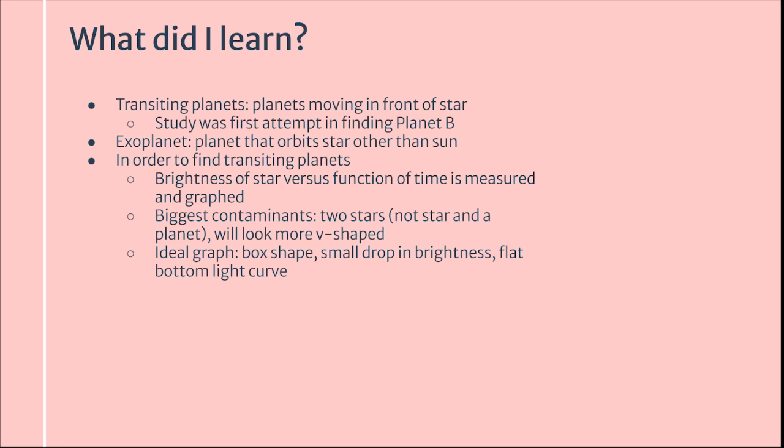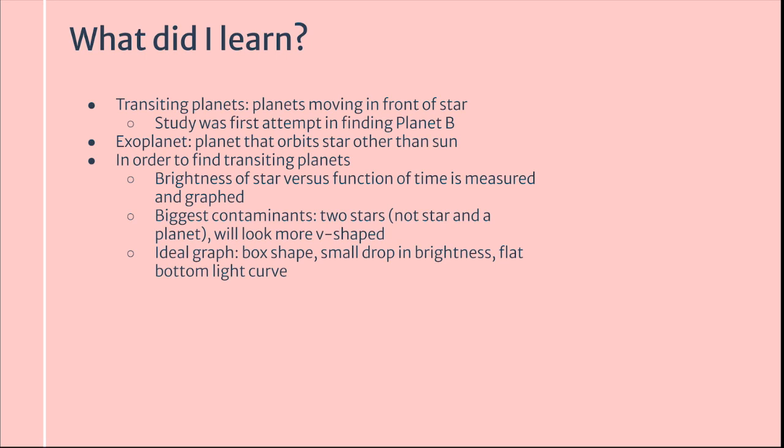is measured and graphed, and this graph is kind of like a spectra of sorts. Ideally, your graph will look like a box shape with a small drop in brightness and a flat bottom light curve. This will be an allusion to the fact that you might have a transiting planet. There's also the possibility of contaminations, so two stars, a star being in front of another star versus a star being in front of a planet, and this will look more V-shaped than the box shape that you want.